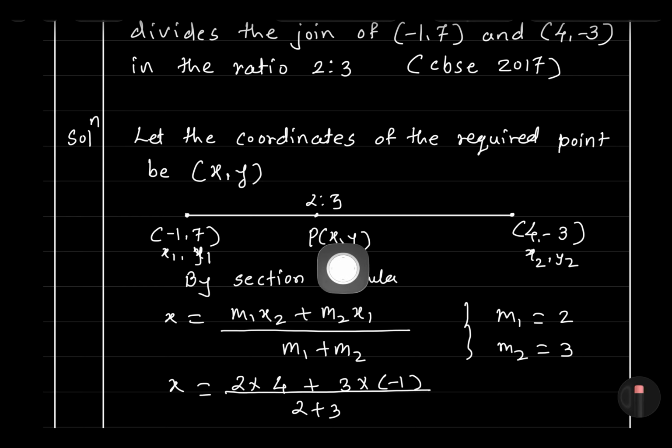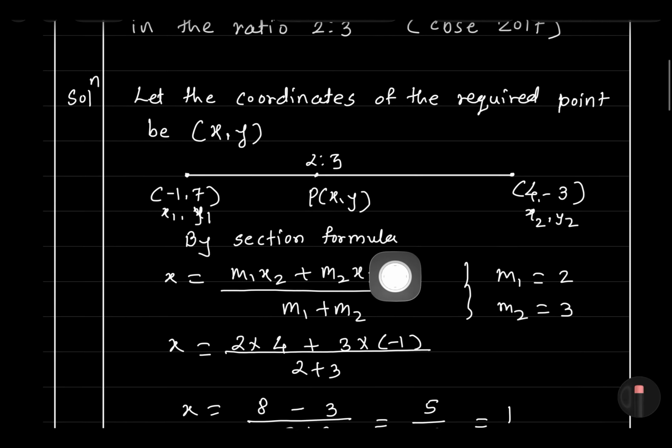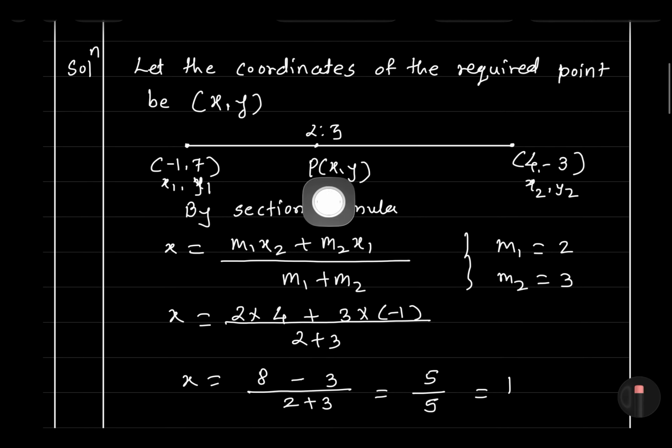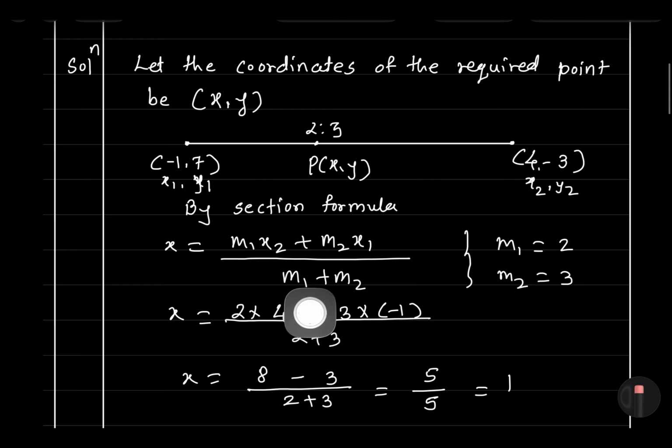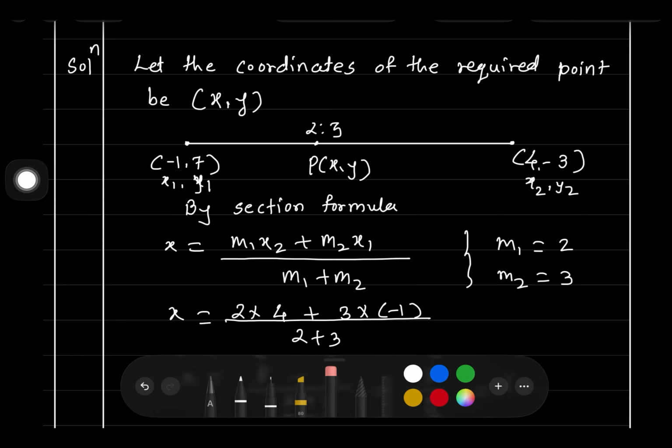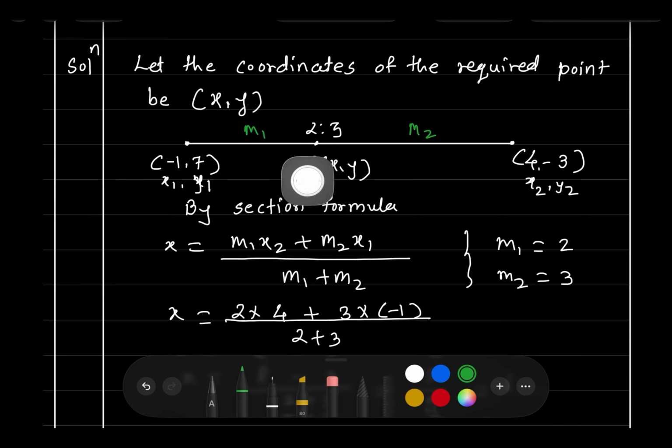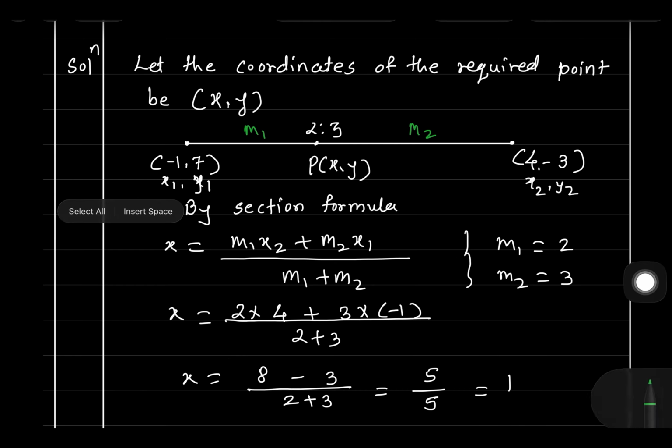Now to find this x and y, we have to use the section formula that we studied in the previous video. So x equals, what is the formula, we already studied. This point P divides in the ratio 2:3, meaning m1 and m2, so m1 is 2 and m2 is 3. That only we are using in the formula.